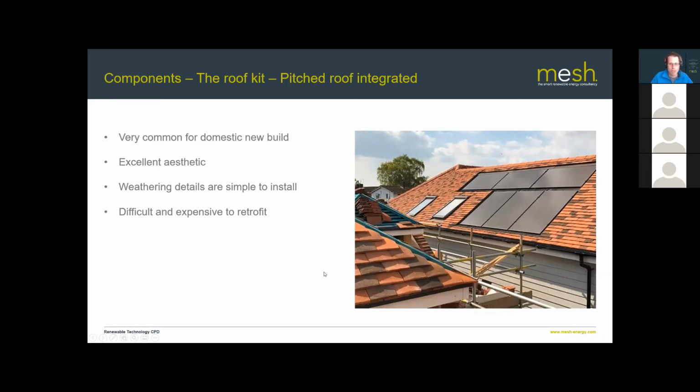But obviously, because again you're trying to fit something into the weathering surface of the roof, you're basically looking at re-roofing that aspect of the building. So it's only really viable on new build or where the roof is going to be replaced anyway.